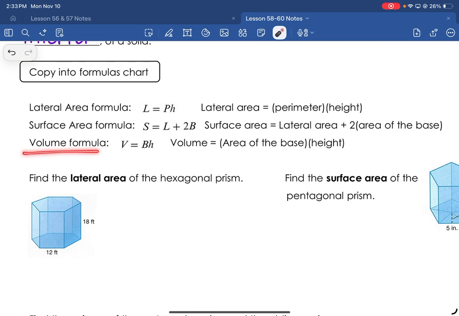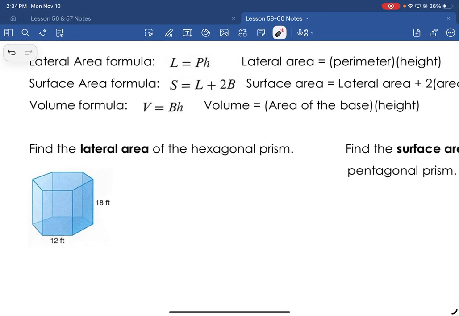Volume formula. This one's not new to you. It's area of the base, big B, times the height. Okay. Let's put some of these into practice.